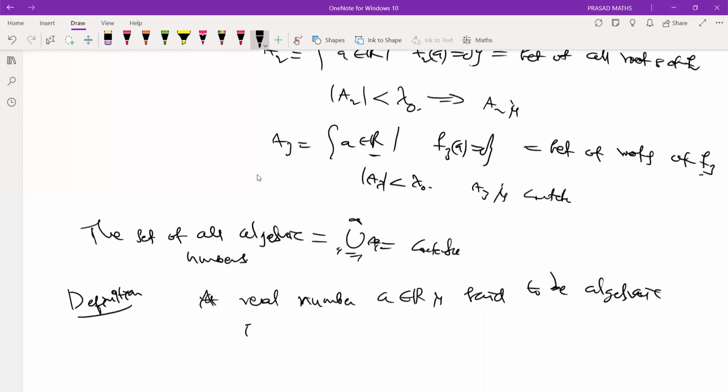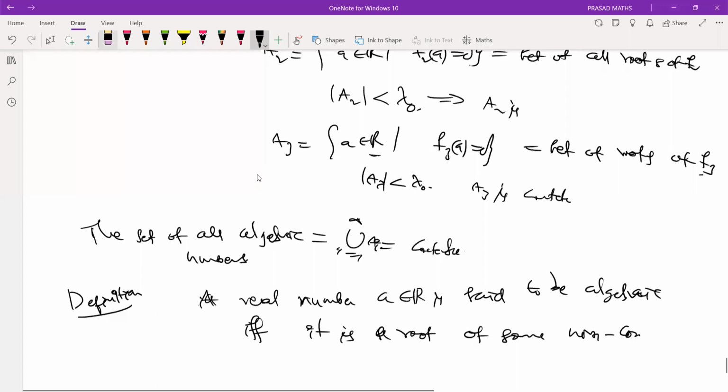Algebraic if it is a root of some non-constant polynomial, non-zero polynomial or non-constant polynomial.